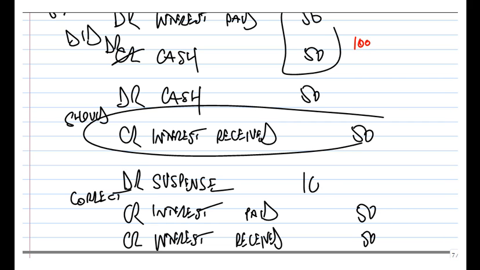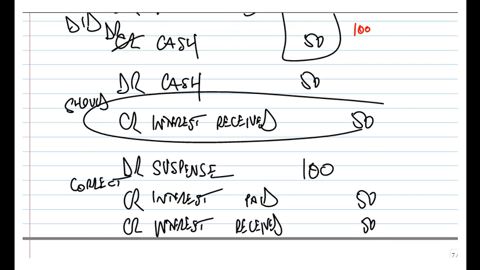And in fact, you can now see my correcting journal does balance. I've got a debit of 100 and two credits of 50 each, totaling therefore 100. So that's my balancing journal to correct this error. And you can see it does have an impact on the suspense account. We're now debiting the suspense by this 100.